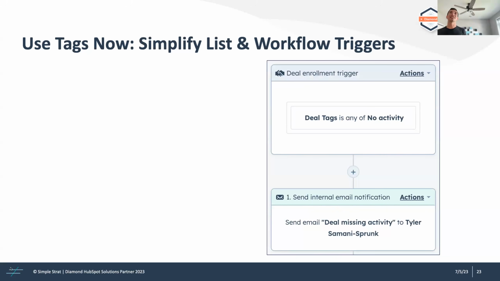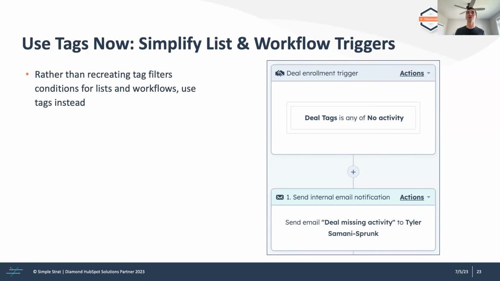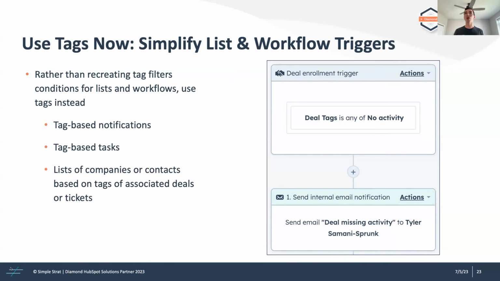You can also use this to simplify list and workflow triggers. So object tags are based on filters that you set. And those filters can be used already, as you could create the same filters to trigger a workflow or do a list, but this is a way to save you some time. So if you already created that filter to power a tag, you can use just that tag rather than having to recreate it in a list or a workflow.